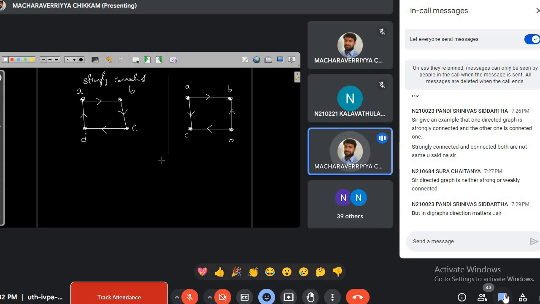Let us do one thing to avoid confusion. Let me not use the word connected when it comes to digraphs. Let me say that it is either strongly connected or weakly connected. So let's stick to only two things in a digraph: strongly connected and weakly connected. Weakly connected means the underlying undirected graph is connected. So is it clear now?